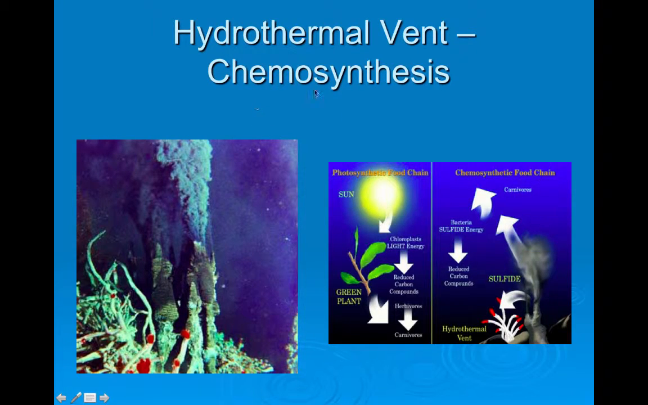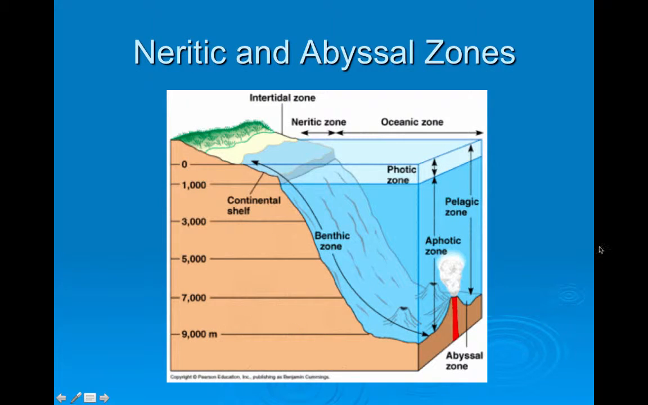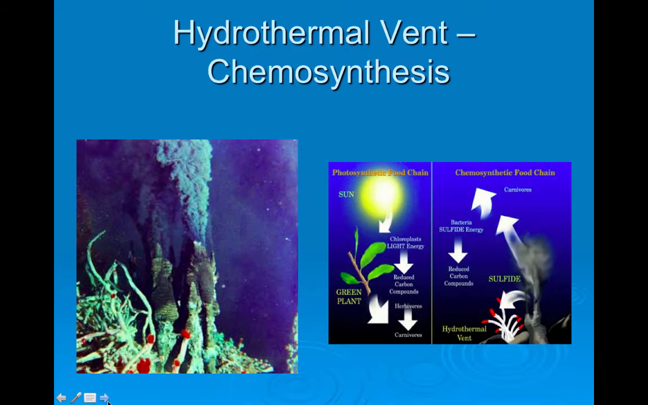So, hydrothermal vents. This is a place where only chemosynthesis takes place. There's no light, so there's no photosynthesis, so it's chemosynthesis that keeps this whole thing going. Let me go back here in a second. I think what I'm going to do is, this is labeled kind of weird. Before your test, I'm going to make sure that I draw this real quick so that you guys have a better sense of which zone is which.